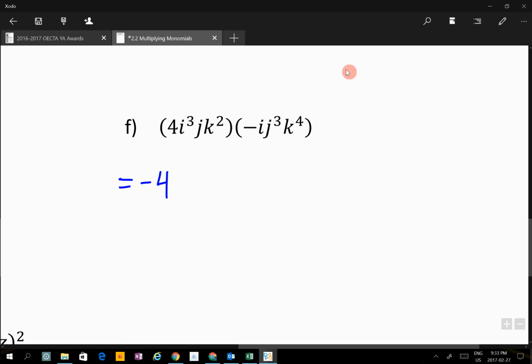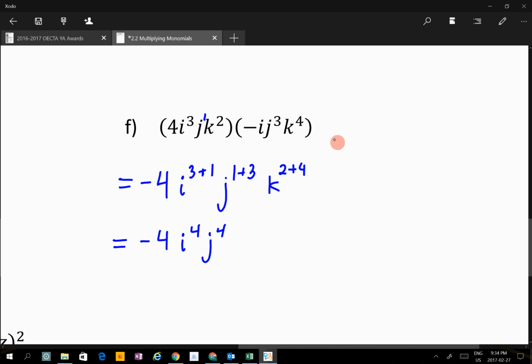What about my i? So I have an i to the power of 3 multiplied by i to the power of 1. So you add their exponents. You have j to the exponent 1 times j to the exponent 3. So I add those exponents, 1 plus 3. And then I have k to the exponent 2 times k to the exponent 4. So I write them as a single base k, and I add their exponents 2 plus 4. When I simplify, I get negative 4 times i to the power of 4 times j to the power of 4 times k to the power of 6.